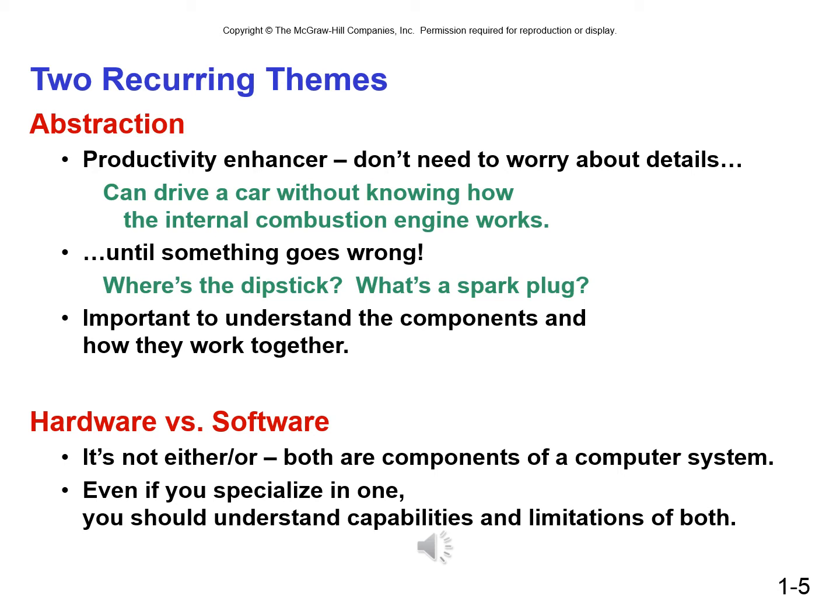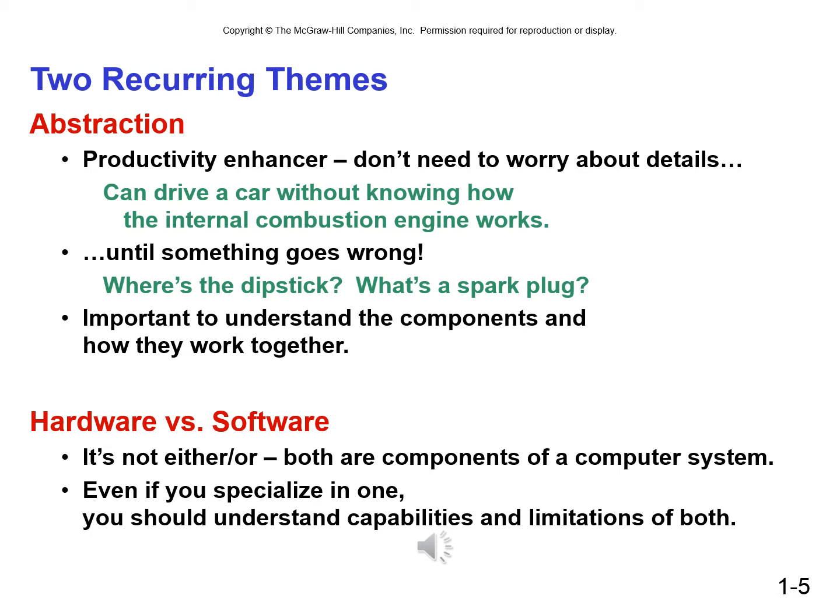Next, we'll discuss two very important, critical, recurring themes in this course. First is abstraction, and by virtue of this being CSE 240 and the sequence of the courses you've taken to get here, you should have a fairly significant understanding of abstraction.